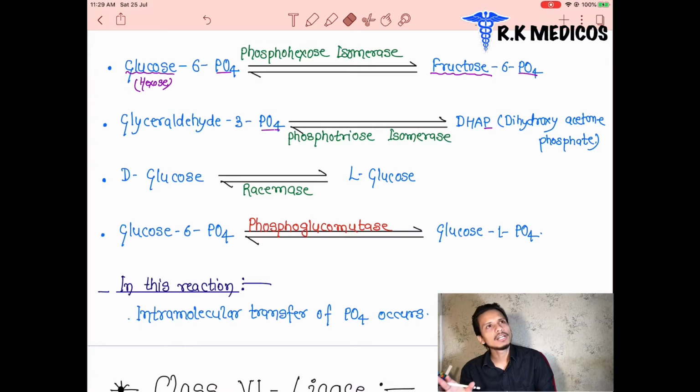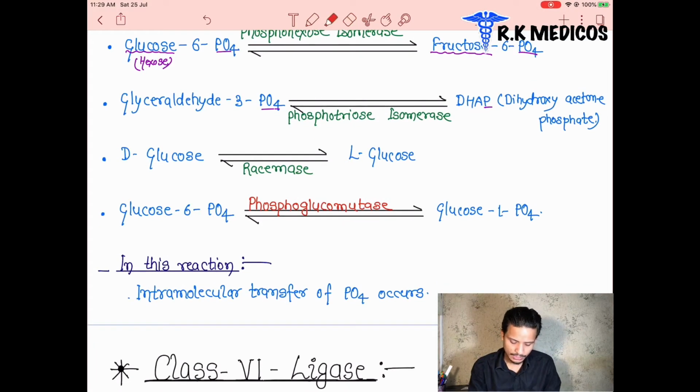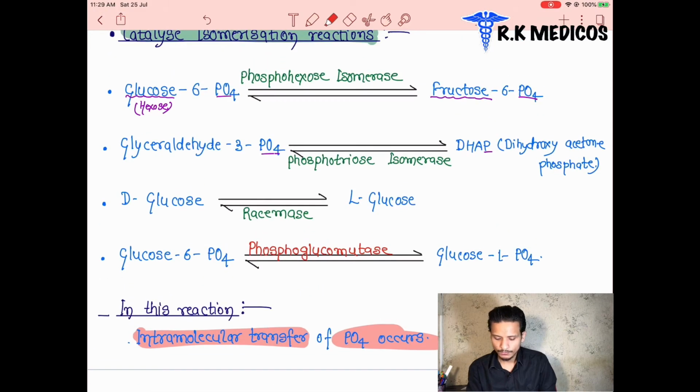So at that time you can imagine and think which enzyme belongs to which class or group, what the subtype is, what the main role of these enzymes is, what they are going to liberate, and what the coenzyme of it is. So it's very easy. And in all these catalyzed reactions, intramolecular transfer of phosphate occurs. Internally there is a transfer of phosphate.